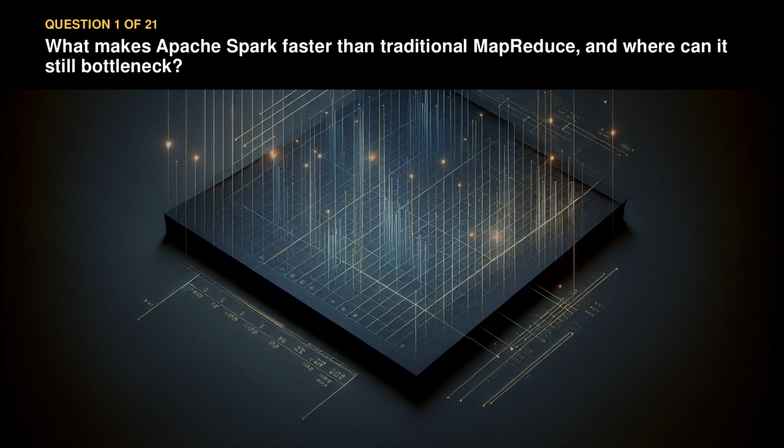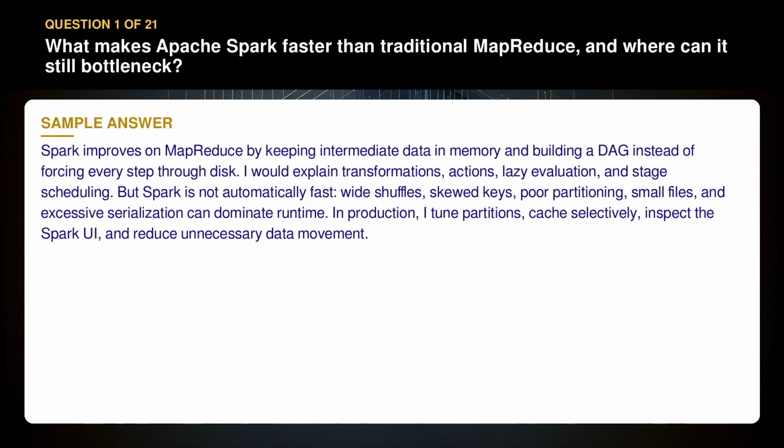Question 1. What makes Apache Spark faster than traditional MapReduce, and where can it still bottleneck? Spark improves on MapReduce by keeping intermediate data in memory and building a DAG instead of forcing every step through disk. I would explain transformations, actions, lazy evaluation, and stage scheduling.